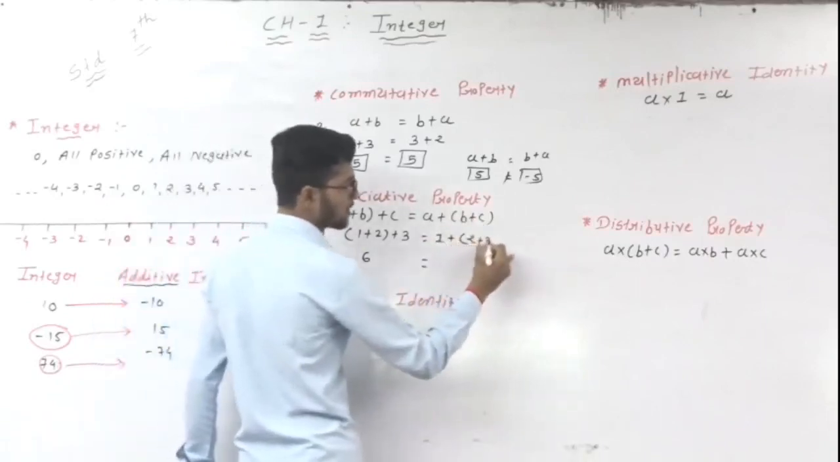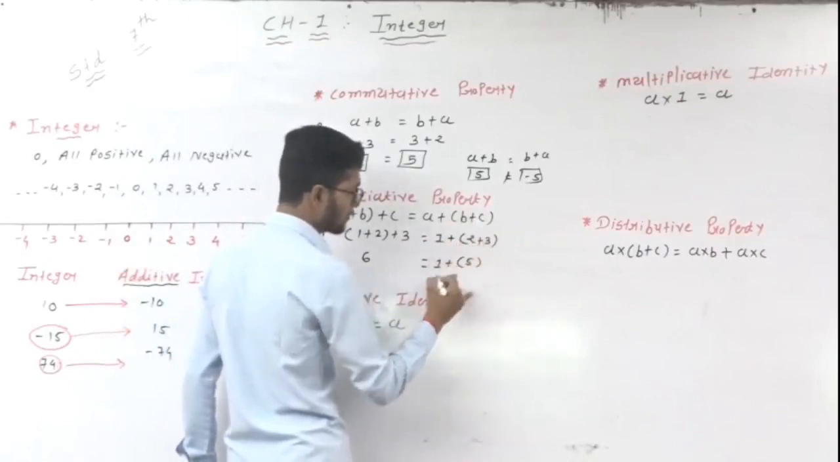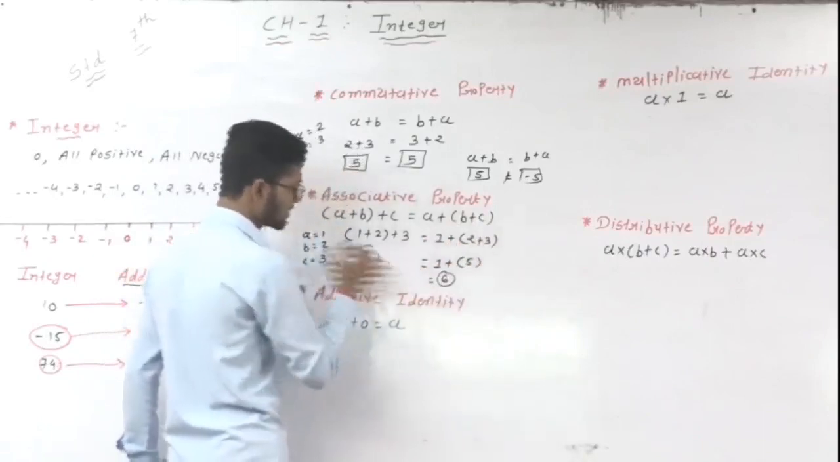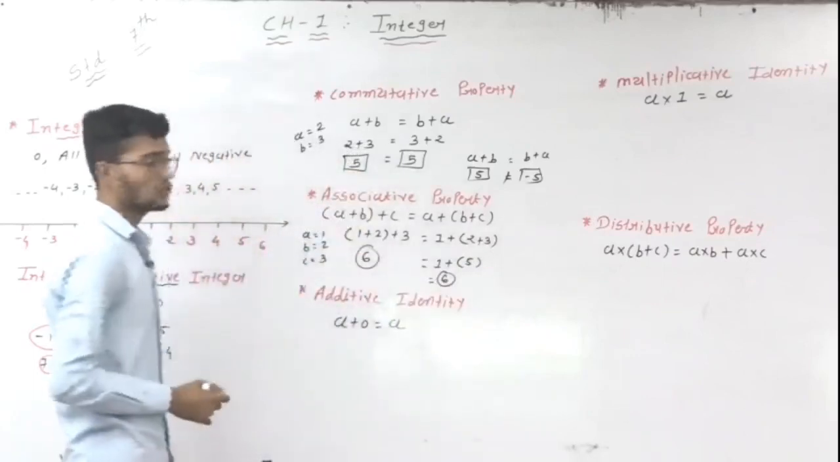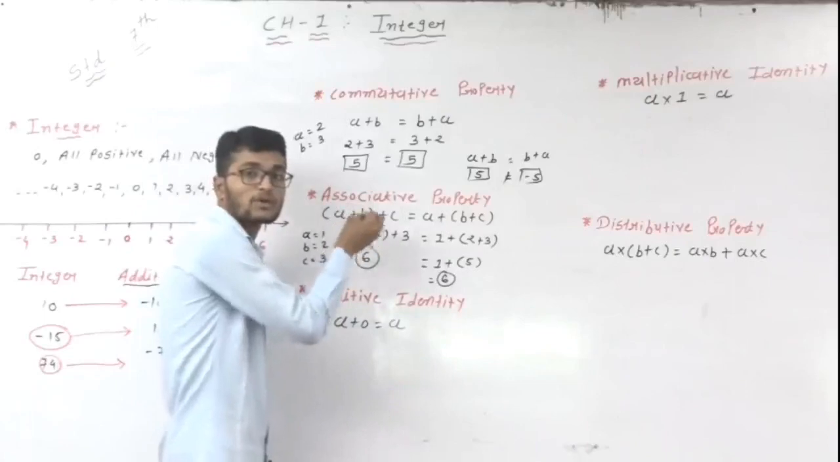It means 2 plus 3. 1 plus 2 plus 3 means 5. 1 plus 5 means 6. So dear students, here both the answers are the same. So it means associative property. Here is the plus sign, it means associative property for addition.